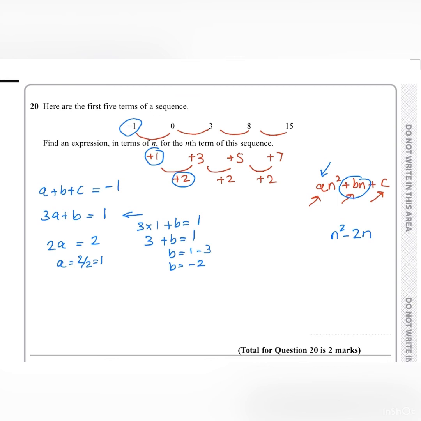And now we can find what c is. So a plus b plus c should equal -1. Well, a is 1, b is -2, plus c equals minus 1. So this is minus 1 plus c equals minus 1. So c must be 0. Okay, so we're not going to have anything in the end. So the nth term of this sequence is n squared minus 2n.